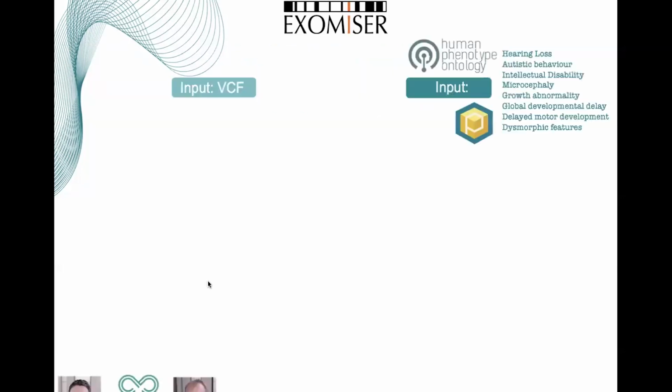Starting from a set of clinical phenotypes encoded as Human Phenotype Ontology terms or phenopackets, and a patient's VCF file from whole genome or whole exome sequencing, Exomiser is able to annotate, filter, and prioritize likely causative variants.